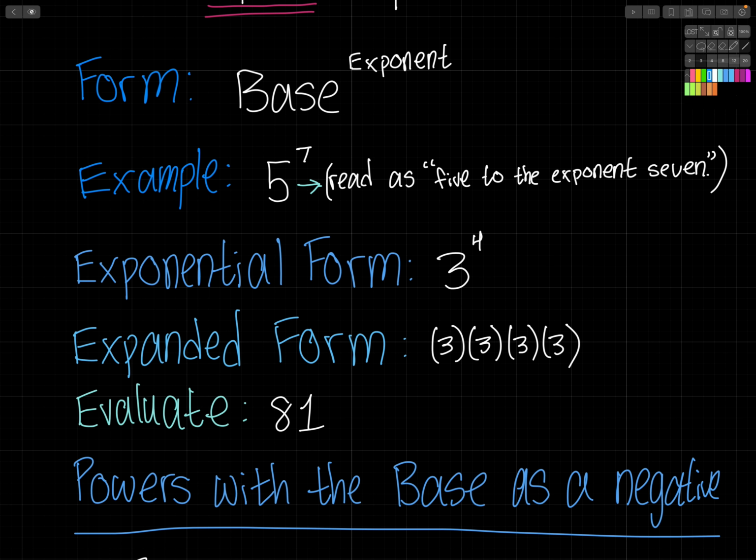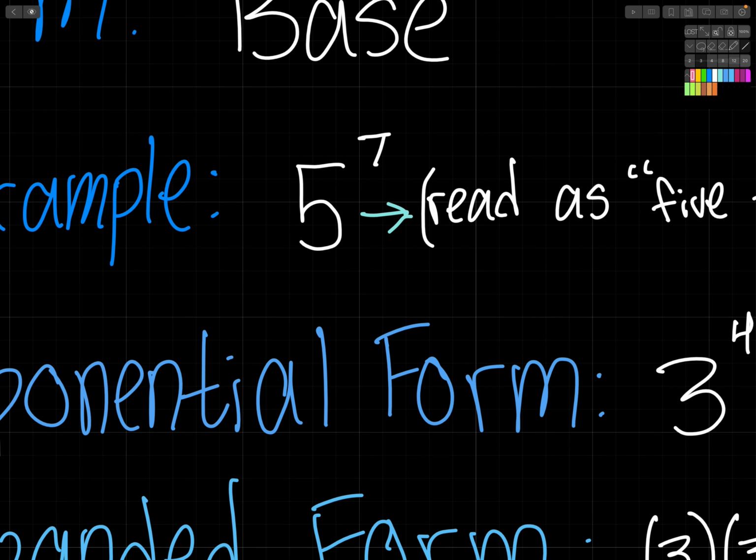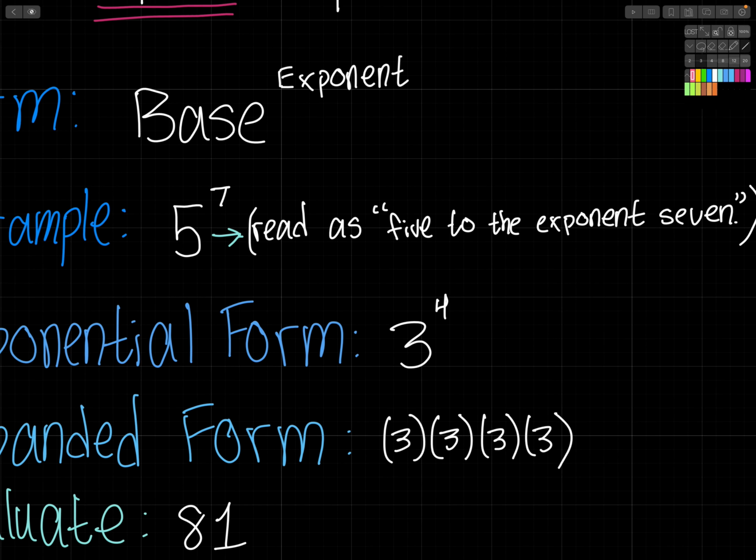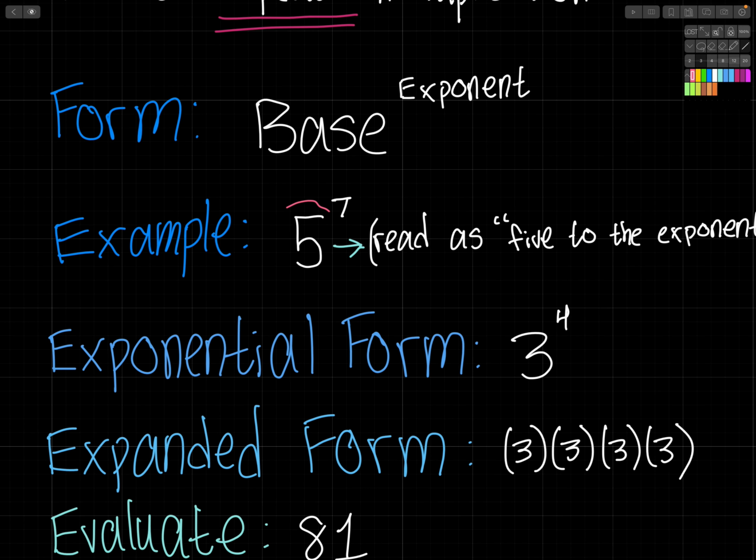So first, let's see the form. The form of a power is first you have the base, and then you have the exponent. Here we have an example, 5 to the exponent 7. Here, this is the base, and that small number you see up top is the exponent. The big number is the base, the small number is the exponent.